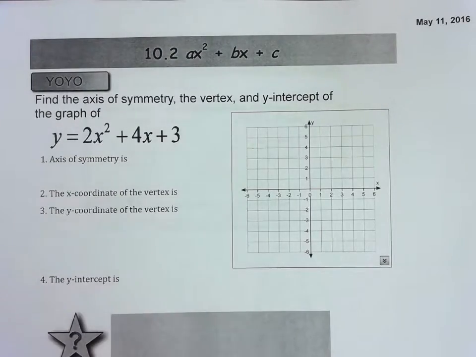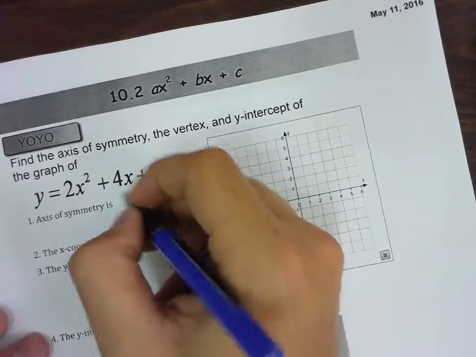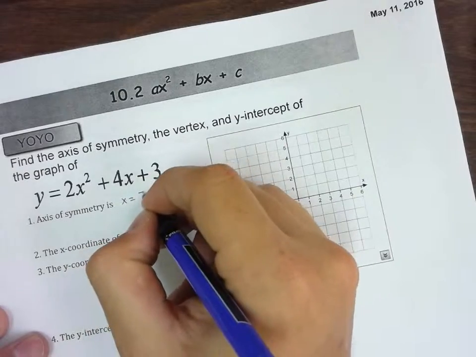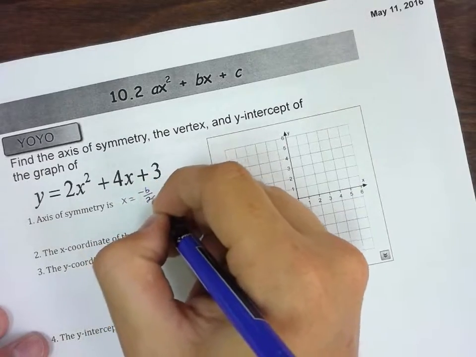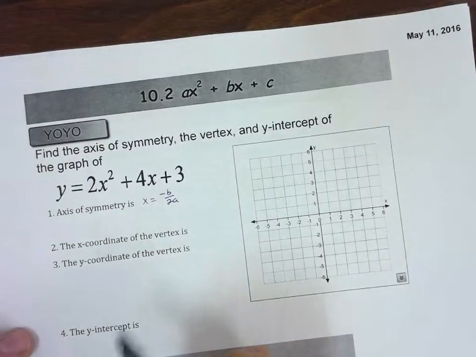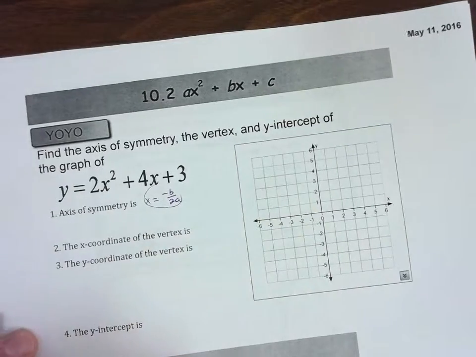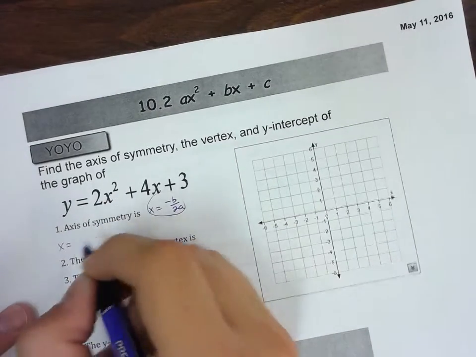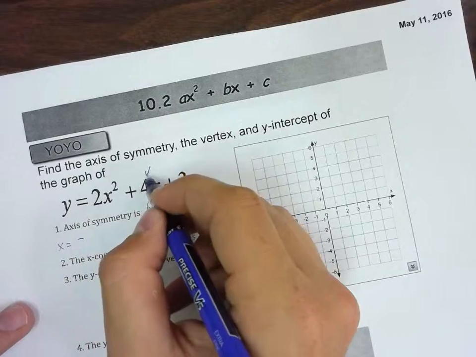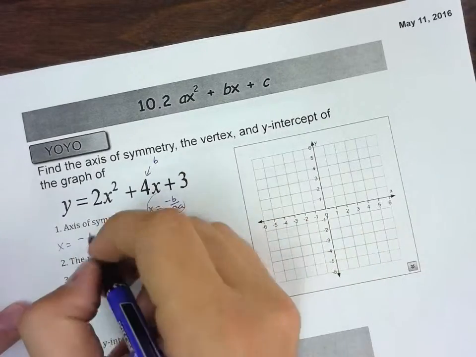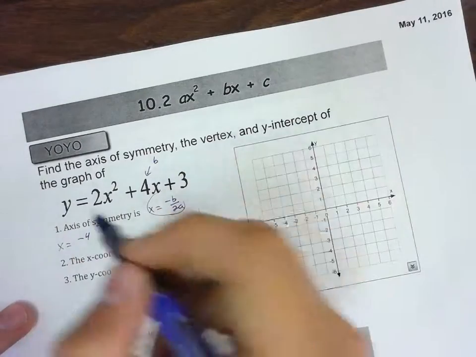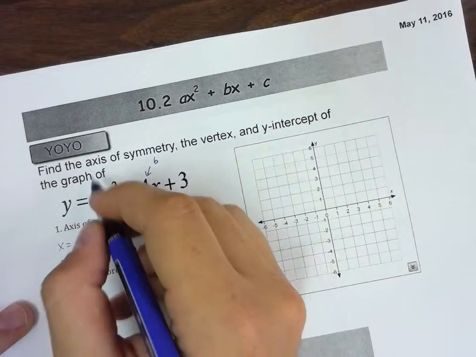Okay, we're almost done. So one more time. Axis of symmetry is going to be equal to x equals negative b over 2a. That's a big thing to know. Negative b over 2a. Make sure that is in your notes. So let's do it. X equals negative b. So this is b. So negative b would be negative 4 divided by 2 times a. Well, here's a.